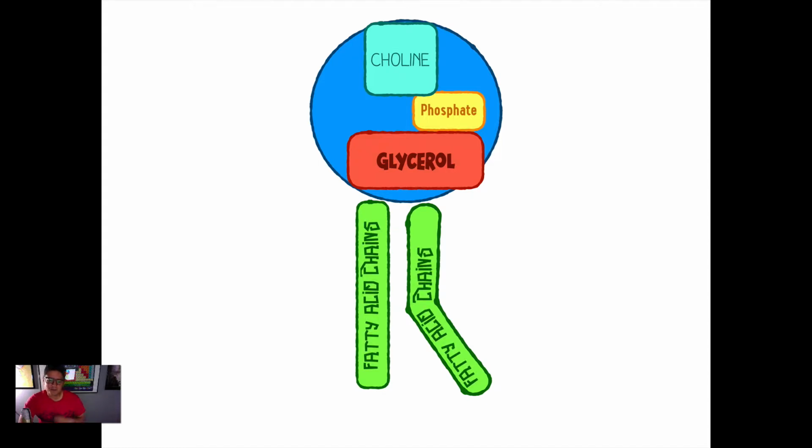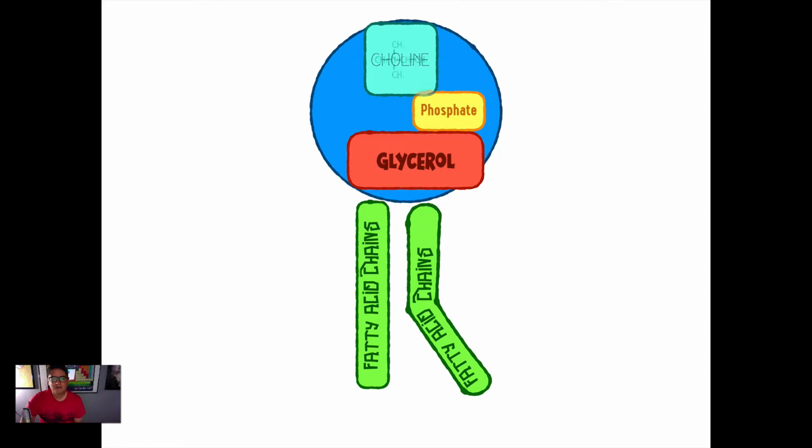So let's dive into the hydrophilic part of this. There are three components to the hydrophilic part: choline, phosphate, and glycerol. So it's not just a round circle. We're getting into the nitty-gritty details of what these things are made out of. All right, so the choline. And then of course you have the fatty acid chains at the bottom.